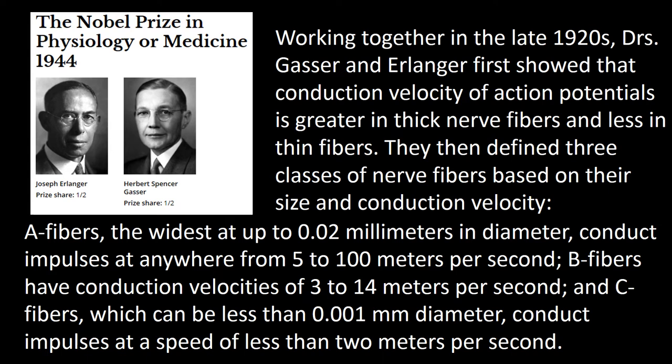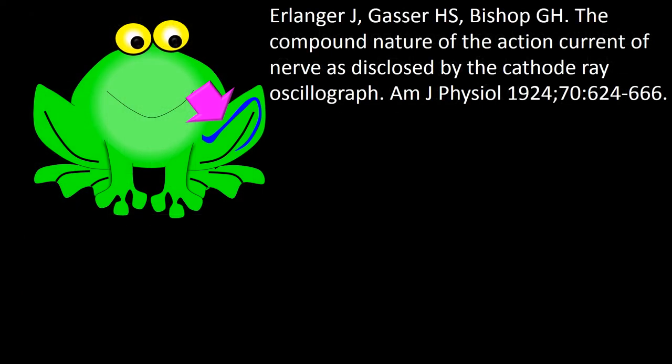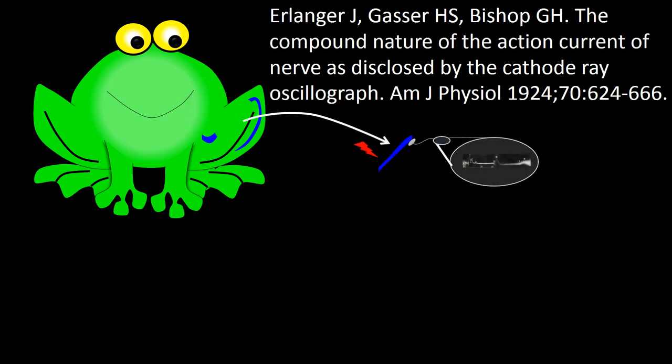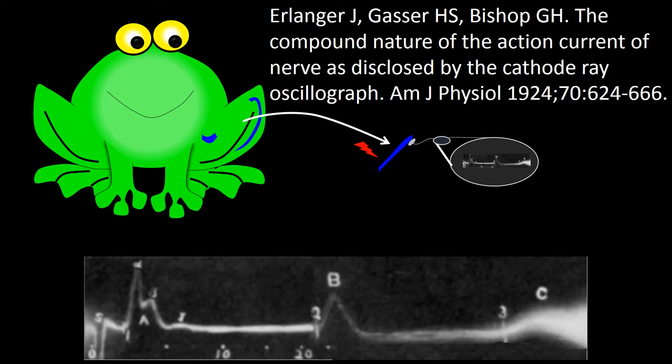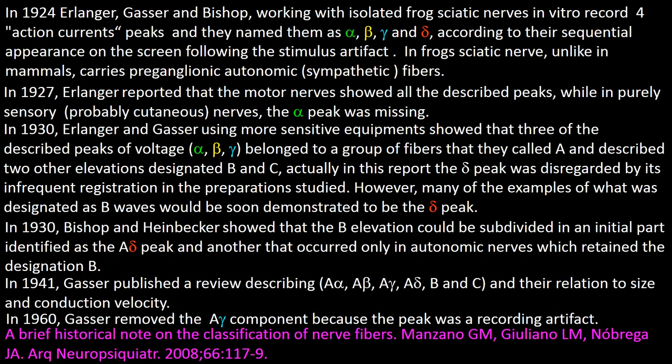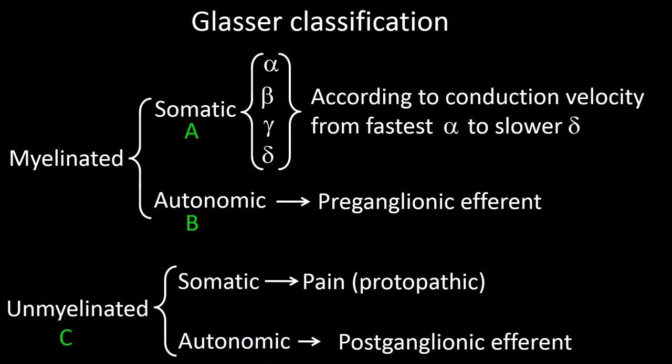Initially, the Erlanger and Gasser classification was very easy. They divided the fibers into three types. In 1924, they studied the frogs' sciatic nerves, and they found that based on their conduction, they could divide them into three large groups. This is a photograph of their original finding. As you can see, they divided them into A, B, and C. Again, if you are interested in the subject, please pause the video and read this frame. Otherwise, just jump it and take a look at this frame.